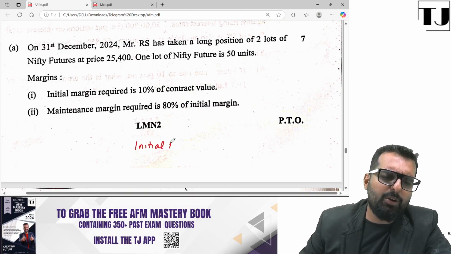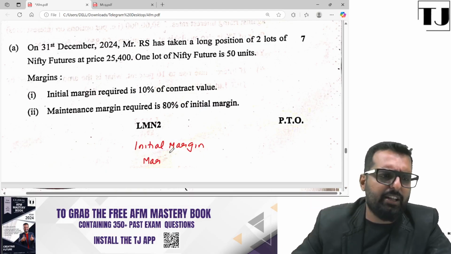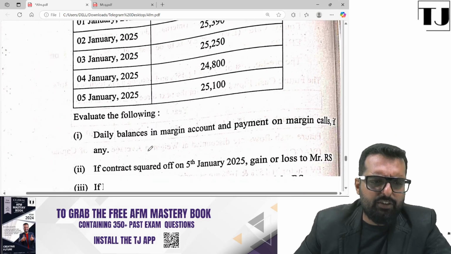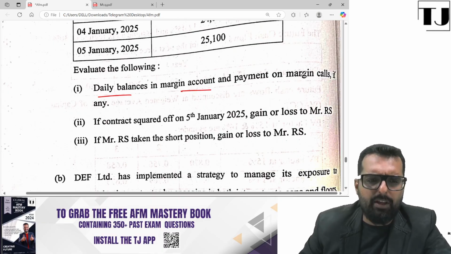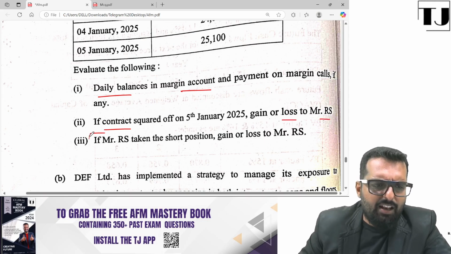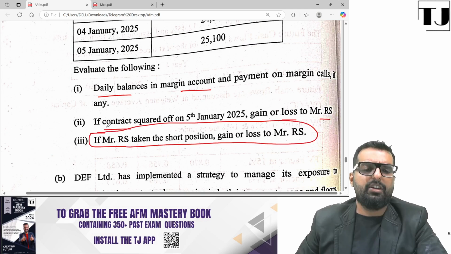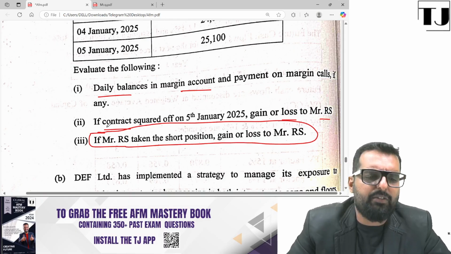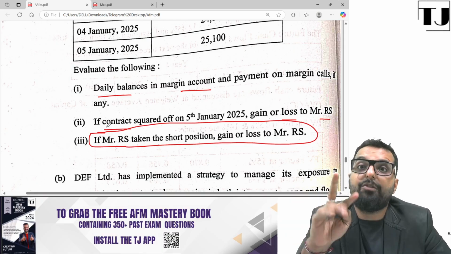Do you remember a question on initial margin, maintenance margin and mark-to-market margin? Yeah, same question, but there is a slight deviation. In this question, they have given you the daily balance in the margin account. Then they are telling, if the contract is squared off, what is the gain or loss to Mr. RS? Last part is the opposite of what we have done. So in our class, we have taken the long position and we have done it. Same thing we can also do. Same table that we have done, with a short position.